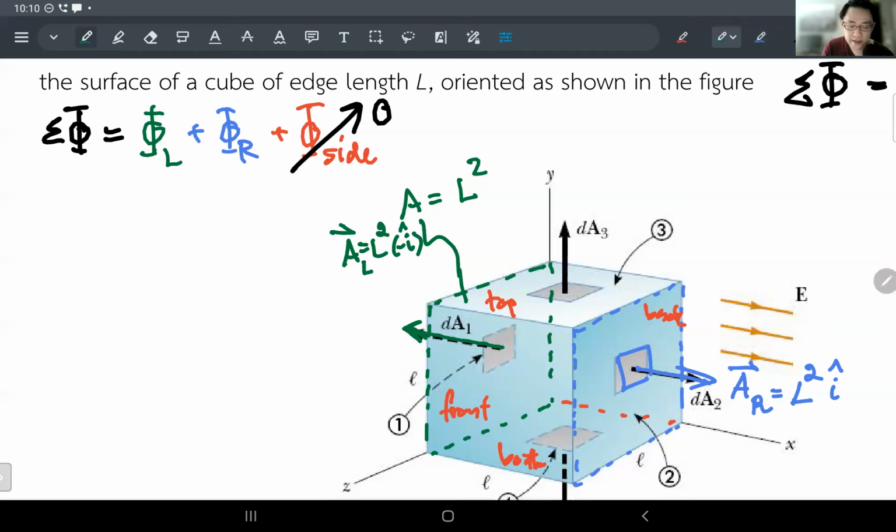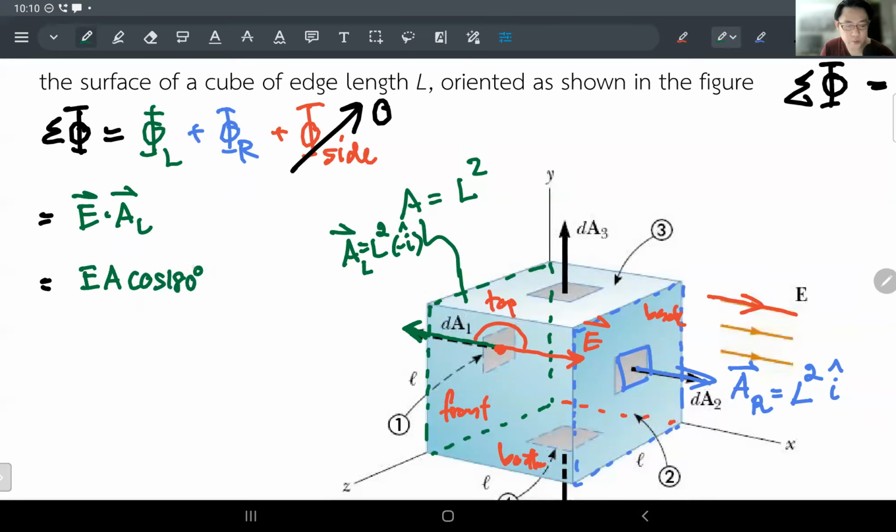What we want to calculate is the flux though. So what is the flux through the left side? Look at this electric field pointing in the positive x direction. If you move toward this one, the electric field is pointing in the positive x direction, but your area vector is pointing toward the negative x direction. So it makes 180 degrees with each other. So it's going to be E dot A on the left. And this one alone is going to be the size of E times the size of A and cosine 180 degrees. And that's what it is.